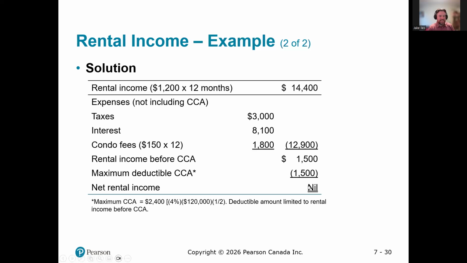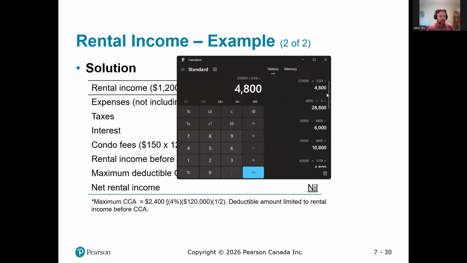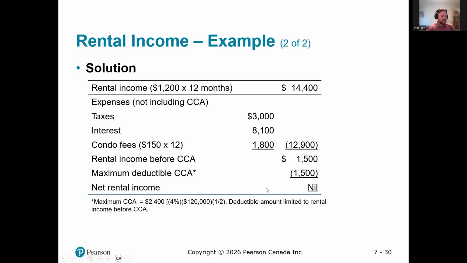Once that income hits zero, we're done. So our maximum deductible CCA in this situation is now only $1,500. Maximum CCA is $2,400 if the half-year rule is in place, but for now, that's not a concern. So maximum deductible CCA is limited by the rental income we're reporting.